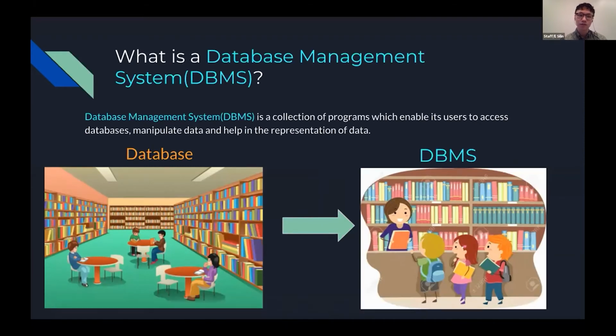Next, we will talk about the database management system, DBMS. Previously, we talked about a database being like a library where we store books, or where we use a database to store data. So DBMS is like the librarian. The librarian helps us find the books in the library, and the DBMS helps us find the data we want in the database.